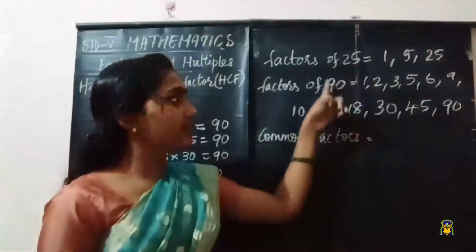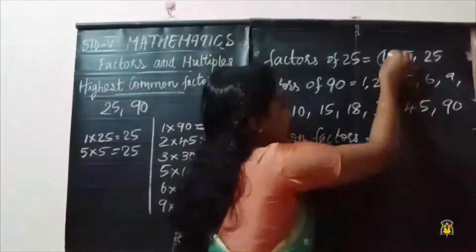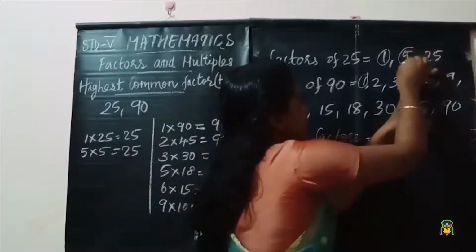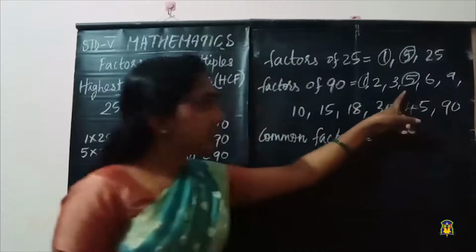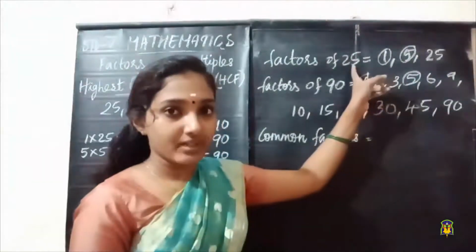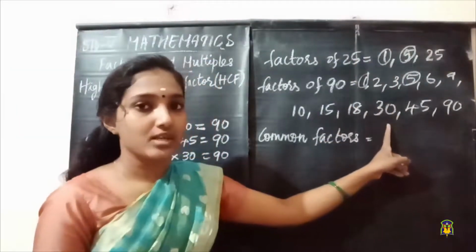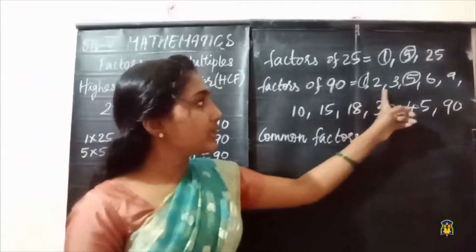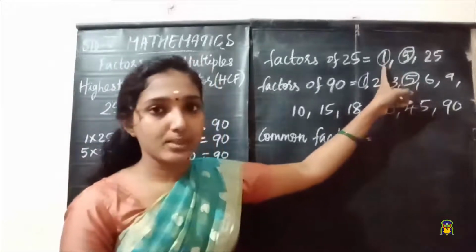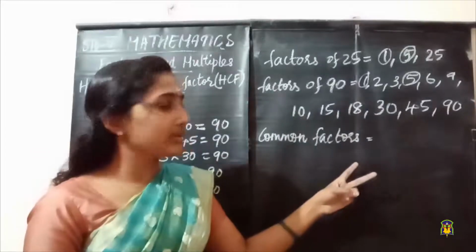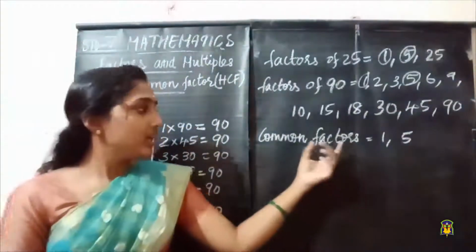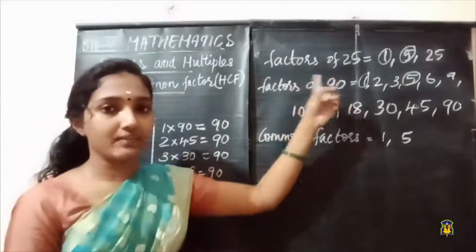1 is there in 25 and also in 90. So 1 is a common factor. Then 5. 5 is there in 25 and 90. Then 25. 25 is a factor of 25 but not a factor of 90, so it is not a common factor. And the other factors of 90 are also not common because these factors are not there in 25. So only two common factors are there, which are 1 and 5. So 1 and 5 are the common factors of 25 and 90.